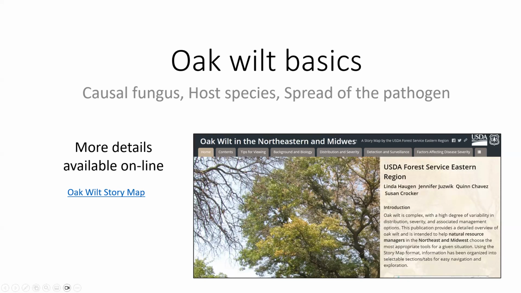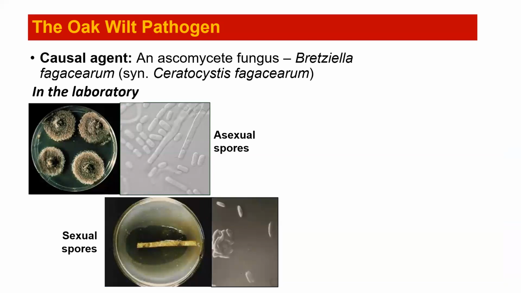So for this current section that covers oak wilt basics, I'll highlight aspects about the causal fungus, aspects of the hosts that are affected by this fungus, and then important parts of the spread of the pathogen. So let's get started with the oak wilt pathogen. It's a fungus and belongs to the Ascomycete class. The name of the fungus was changed around 2018, a taxonomic change from formerly, as you've probably heard of it, Ceratocystis fagacearum. We now call it Bretziella fagacearum.